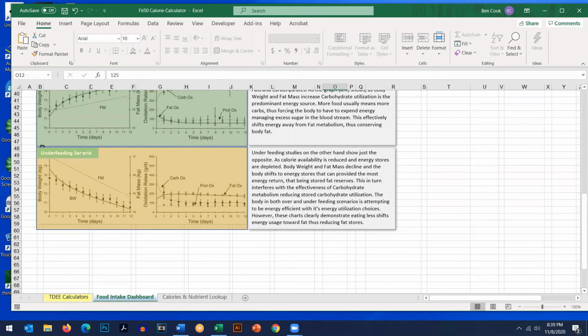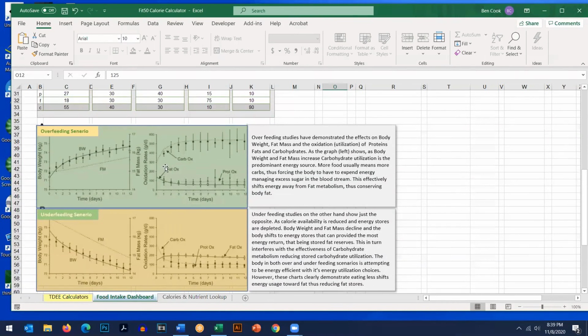So underfeeding scenarios are much more productive toward pushing the body toward fat burning. And overfeeding scenarios subdue the fat burning process. So the moral of this story is eat less. Because if you eat less, not only are you reducing calories, but you're also forcing the body to try to go after fat as a primary fuel source.